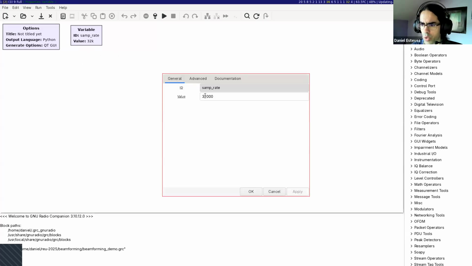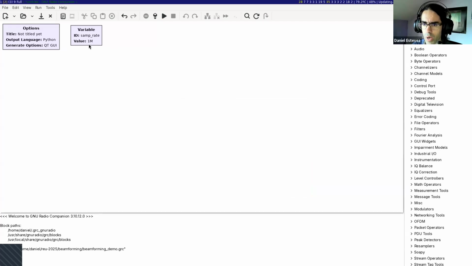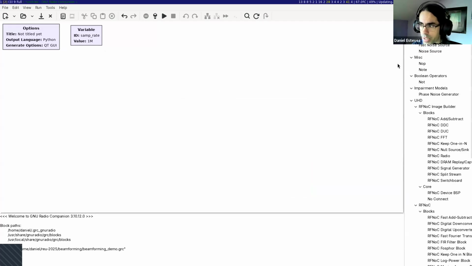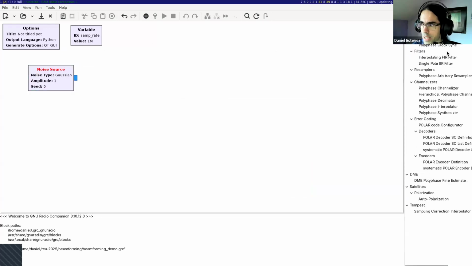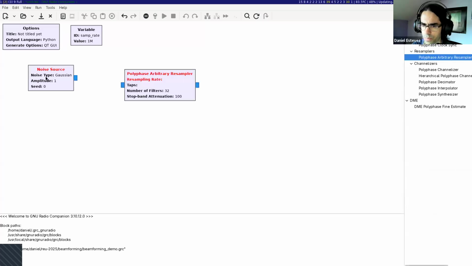So this is a simulation. I can use any sample rate I want. For simplicity, I'm going to use 1 megasample per second, which means 1 million samples per second. And that means my bandwidth is 1 megahertz. And I'm going to generate the signal of interest that we intend to receive. And I'm going to generate it with a noise source and a polyphase arbitrary resampler. So we have already seen that approach.